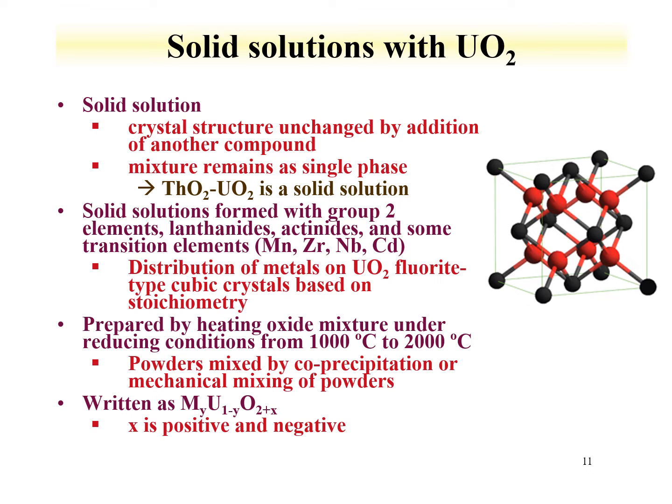These solid solutions can be prepared by heating oxide mixtures under reducing conditions, because you don't want to oxidize the uranium, between 1,000 and 2,000 degrees. And they're often written as something like this, where you have one metal, uranium, and oxygen. So this could be thorium, uranium, oxygen. X can be positive or negative, or in the case of thorium, uranium, X would be 0. Now this synthesis condition is similar to what occurs as uranium dioxide fuel is burned in a reactor.